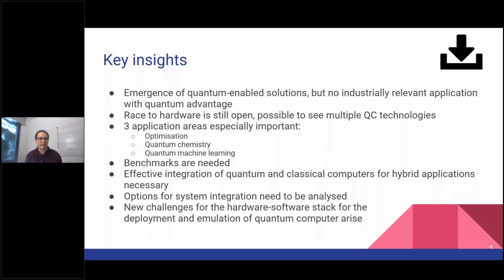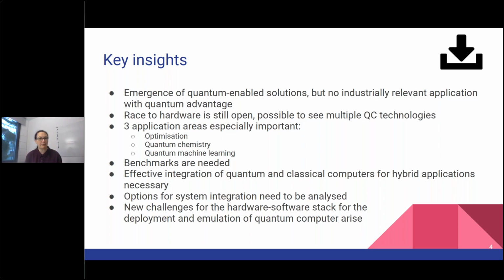The race to hardware, however, is still open. There are a lot of quantum computing technologies on the table currently, and we think that at least in the short and medium term, we will see multiple quantum computing technologies which are successful. And turning to application areas, there are 3 application areas that are especially important: optimization, quantum chemistry, and quantum machine learning. And what is important is that application-centric benchmarks are needed, because we are seeing multiple quantum computing technologies. We are seeing several application areas which are important, and the benchmarks need to be there in order to compare, in order to know where we are at the moment.